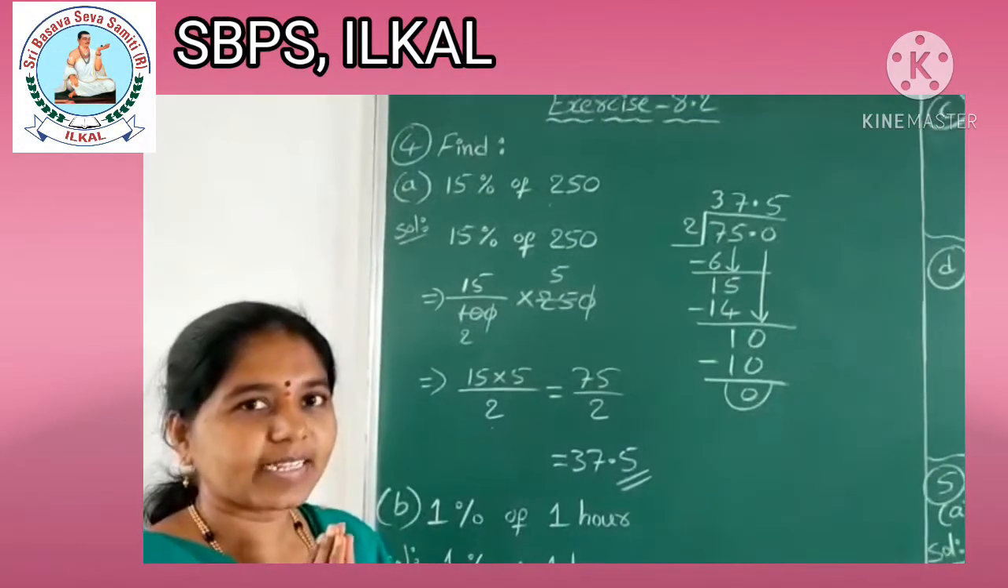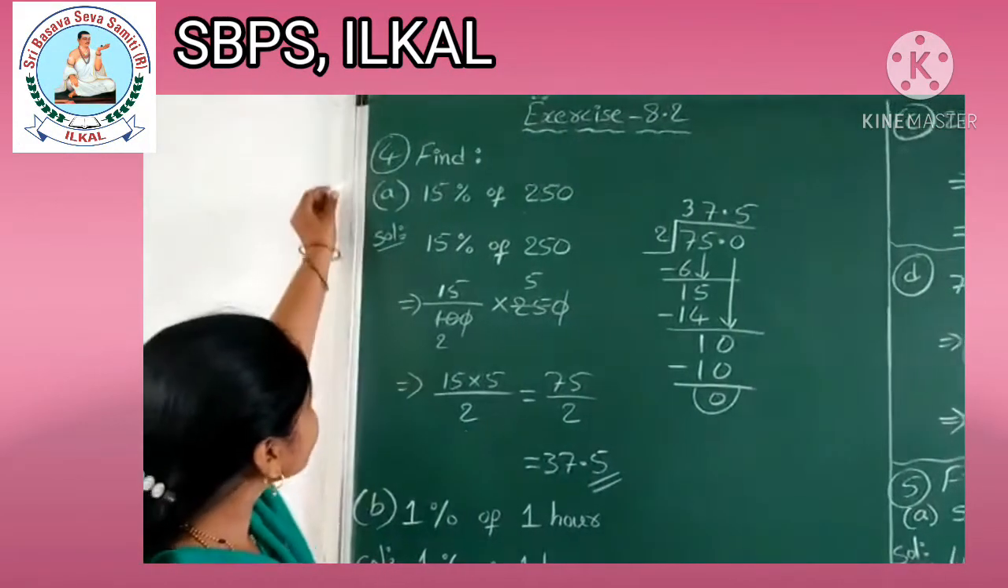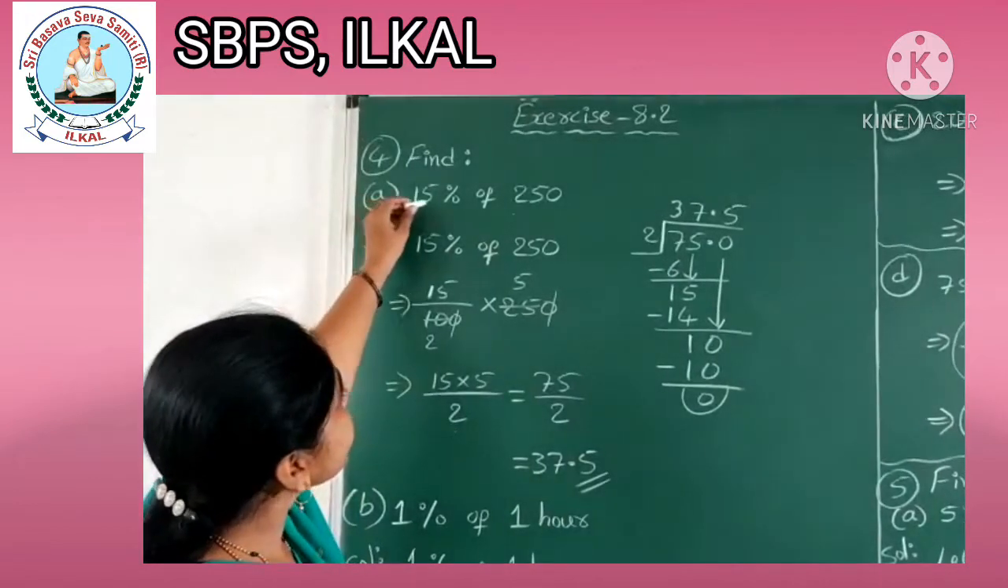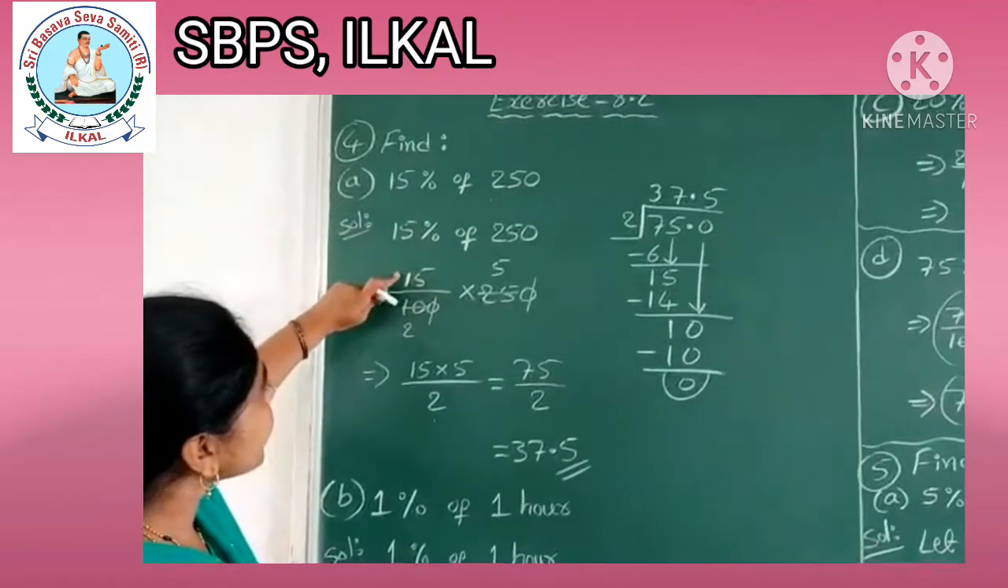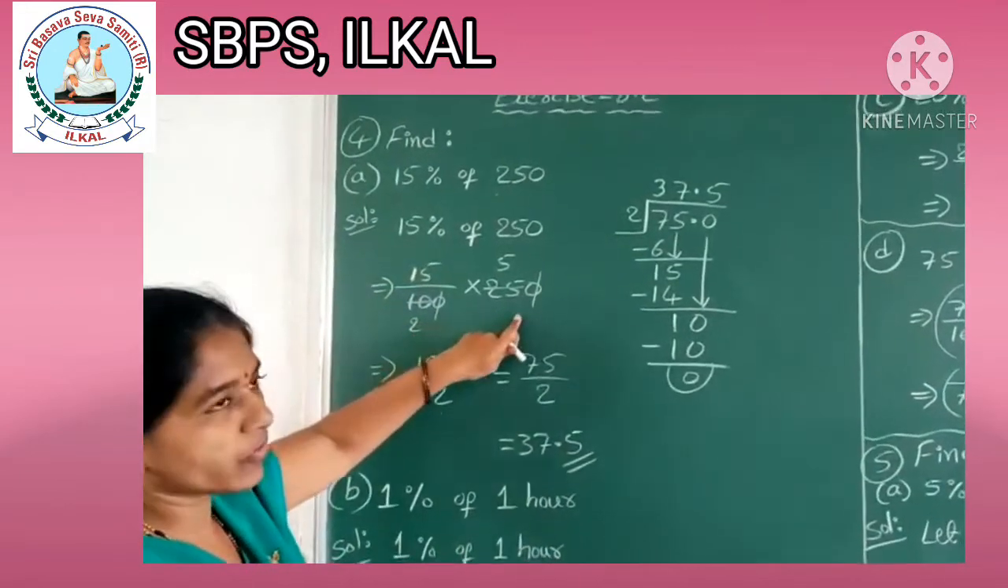Good morning children. Let's solve the next problem. Fourth one. First, 15% of 250. 15% of 250 means, children, first write it as 15 by 100 into 250.